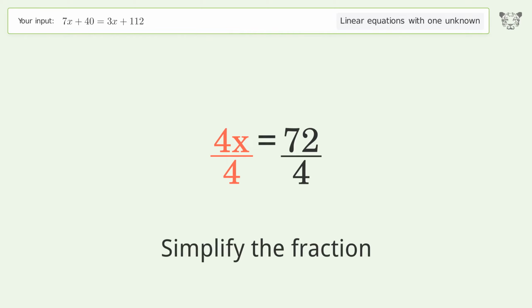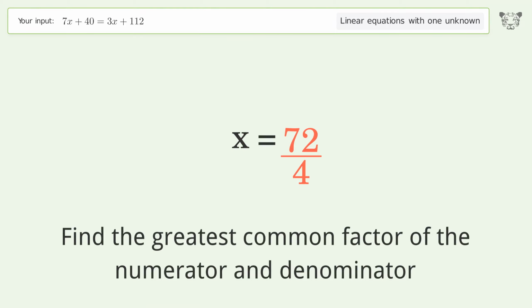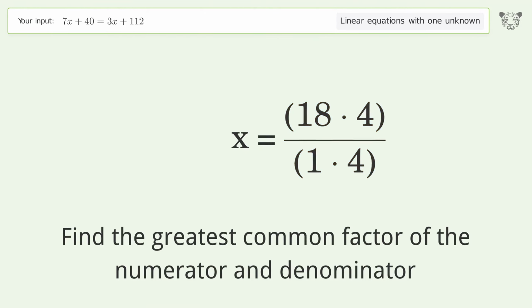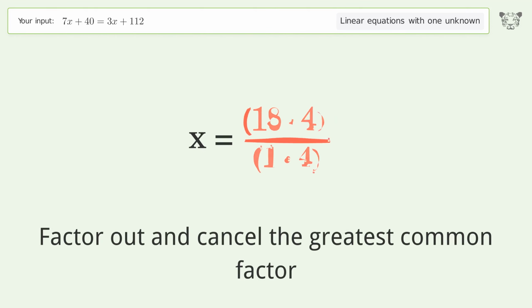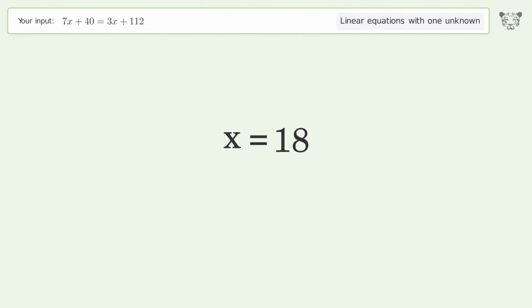Simplify the fraction. Find the greatest common factor of the numerator and denominator. Factor out and cancel the greatest common factor. And so the final result is x equals 18.